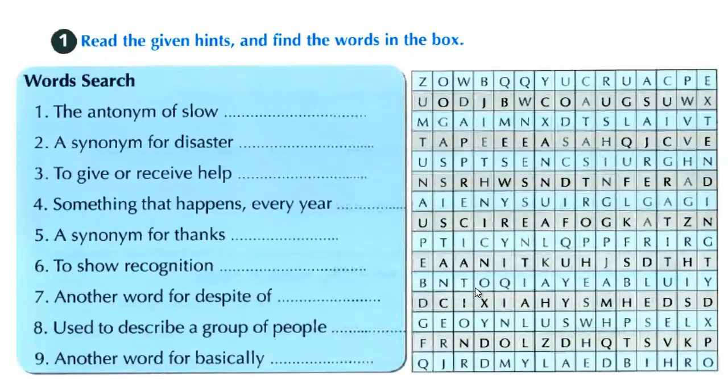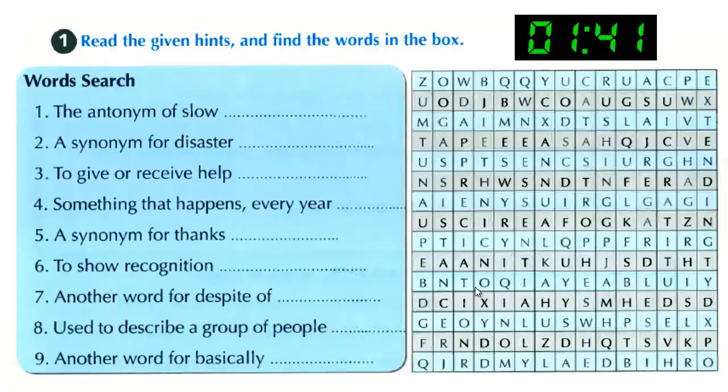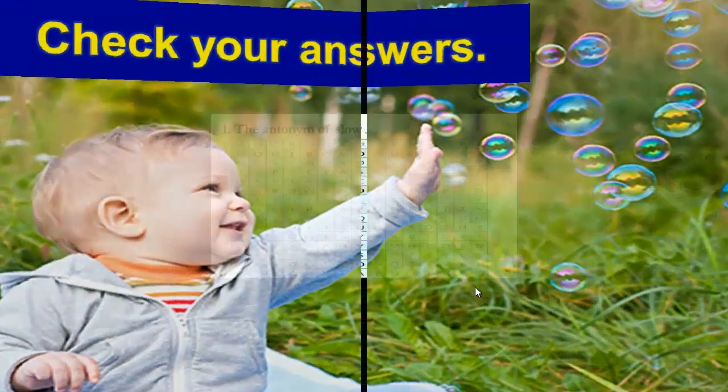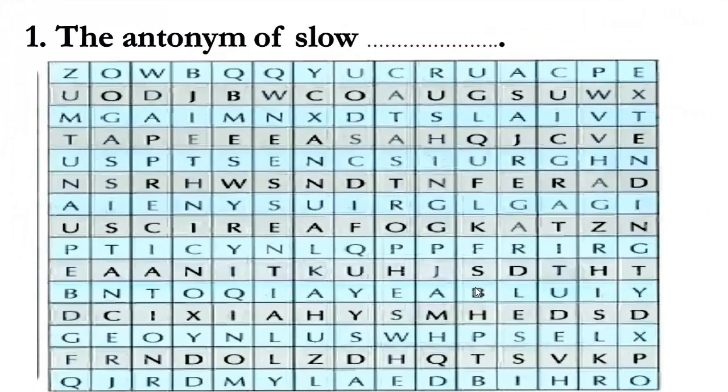Number 1, read the given hints and find the words in the box. So here the box in the right side and word search in the left one. Let's start to answer this question together. Number 1, the antonym of slow. So what's the antonym? The antonym here, the opposite form or the opposite meaning of the word slow. So here the correct answer should be rush.